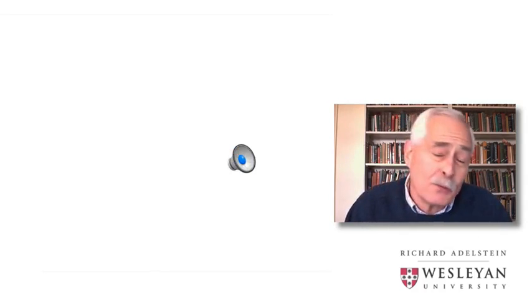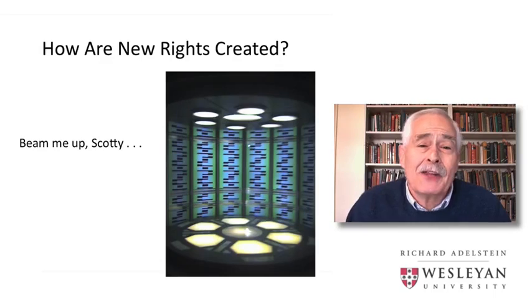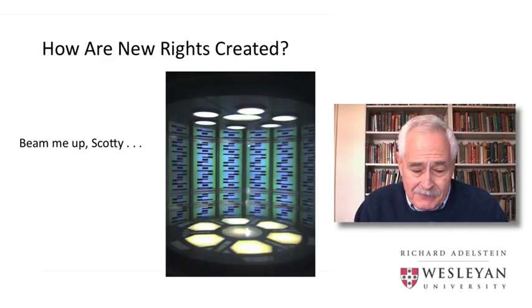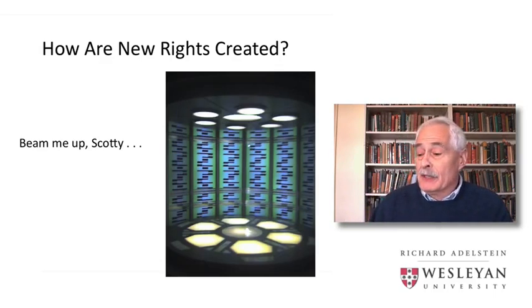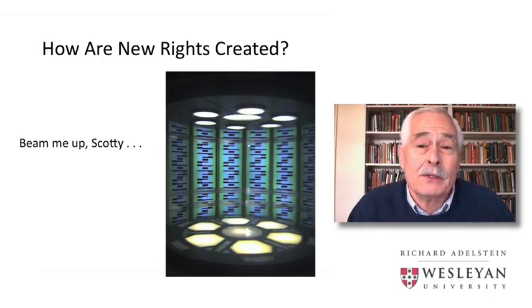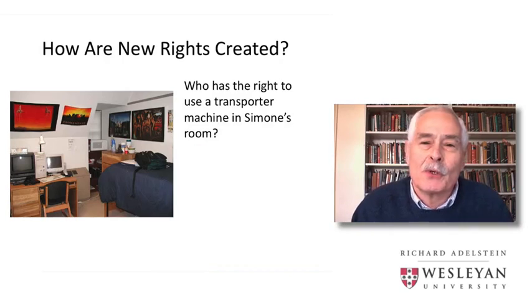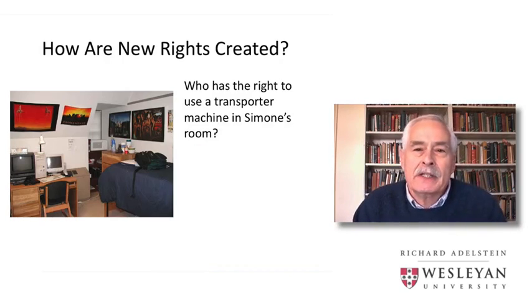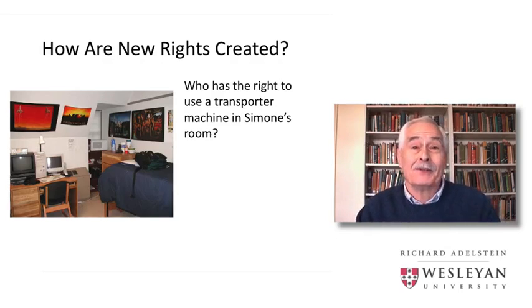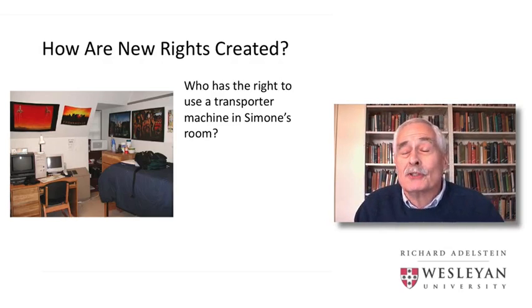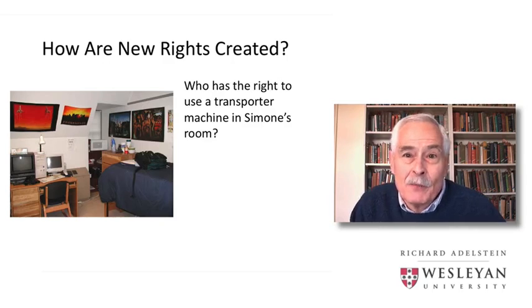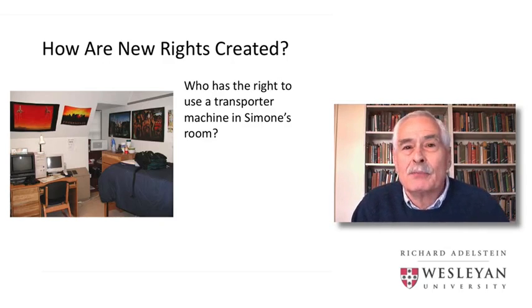And then they'd be off and reconstructed wherever it was that their coordinates had specified. So the question now becomes, let's go back to Simone's dormitory room and ask whether indeed Simone has the right to use a transporter machine in her room. And of course, this question doesn't make a great deal of sense at first glance because there are no real transporter machines. They're just a figment of our imagination, at least until this point.